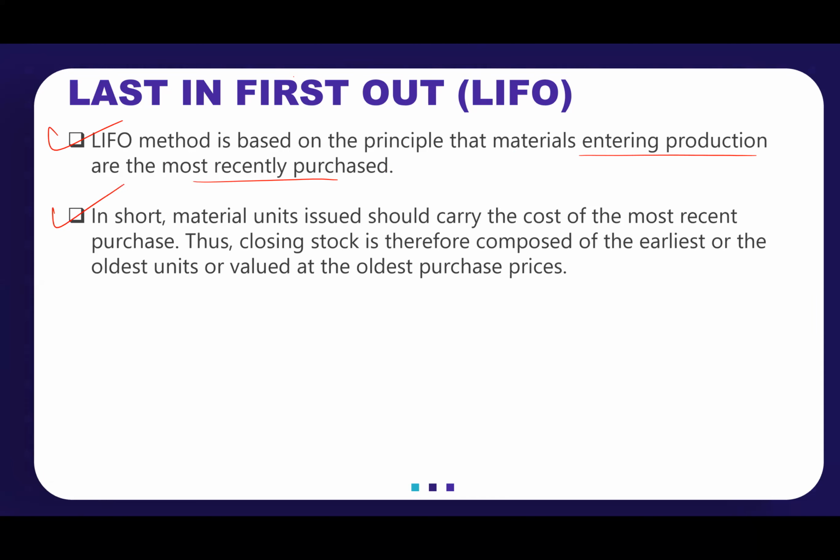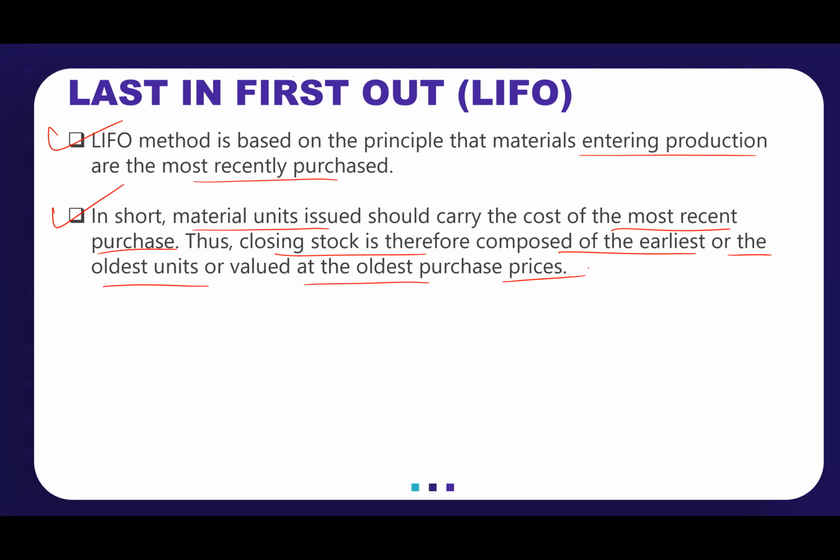So, in other words, what we are saying is that the materials entering production are units issued at the prices at the most recent purchase price. Material units issued should carry the cost of the most recent purchase, meaning that our closing stock is composed of the earliest or the oldest units, all valued at the oldest purchase prices.